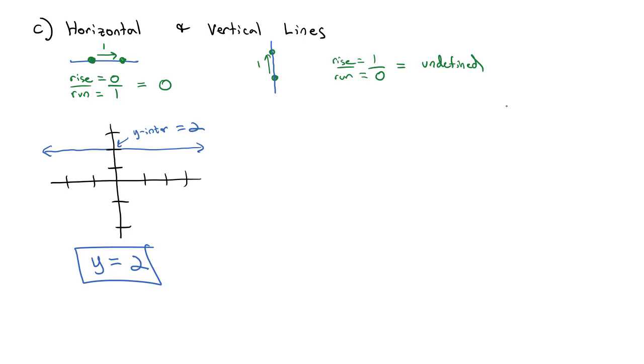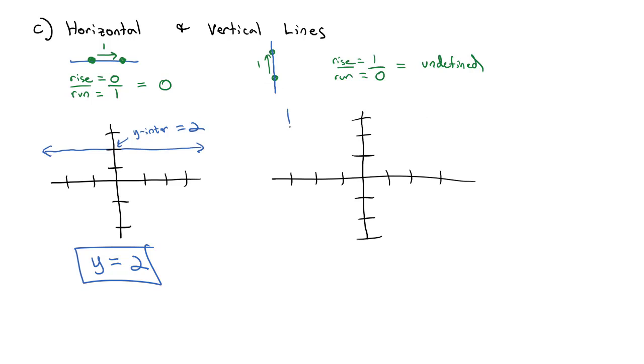Remember when we started talking about functions, we said functions had to pass the vertical line test, where a vertical line could only cross the graph once. Here the vertical line crosses the graph everywhere because the vertical line is the graph. And so instead of using the y-intercept, we have to use the x-intercept.